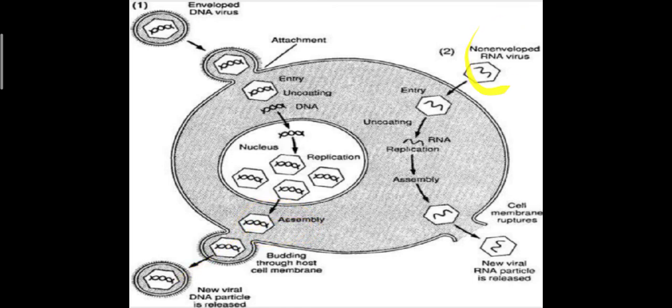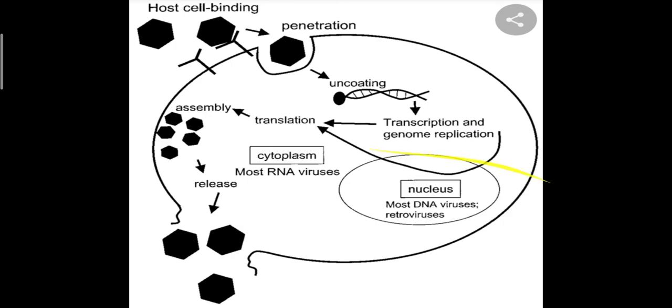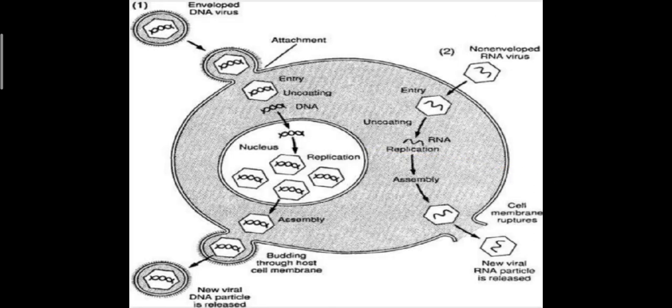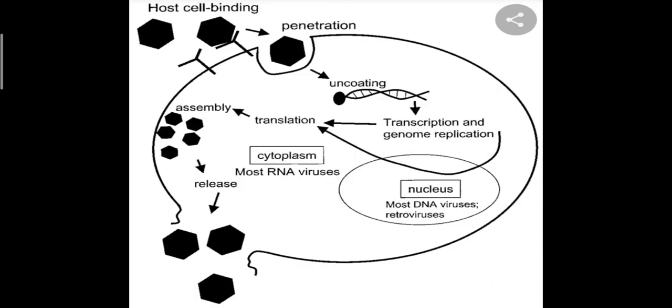Here, the non-enveloped RNA virus directly crosses the cell membrane, making penetration, uncoating, replication in the cytoplasm, making some maturation and moving out. Okay, so this is the overview of virus reproduction. The particular virus binds to the specific receptors: attachment, penetration, uncoating, transcription, genome replication, translation process, and maturation and assembly, then release from the particular cell.